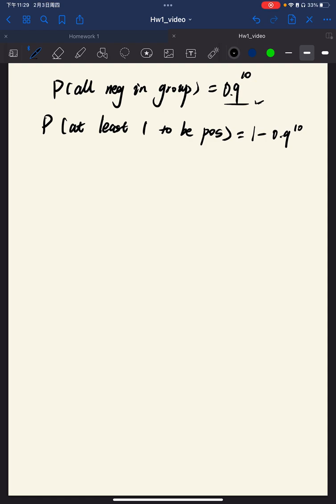And here we can find the expected value. Suppose the expected test number in this group is EX. For all negative in the group, the probability is 0.9 to the power of 10, and the expected value will be found from the two conditions, finding the value for each and adding them together. For all negative, we have this probability and we only need to do one test. So this part is 1 times 0.9 to the power of 10.